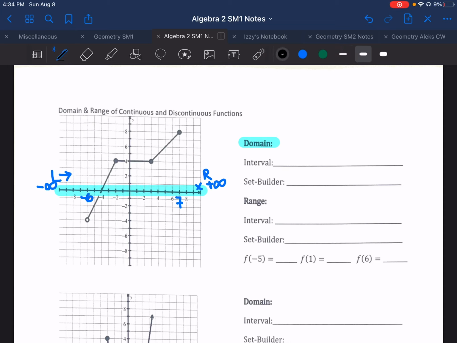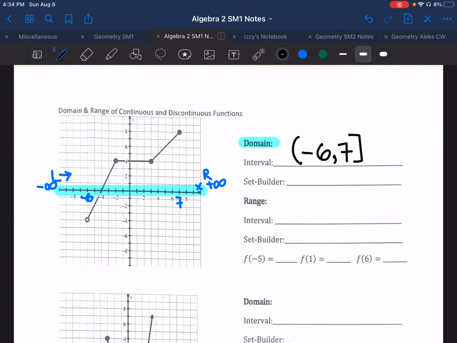So in interval notation, I would have -6, comma, 7. My 6 is open, so parentheses. My 7 is closed, so bracket. I'm looking right here and right here. That's how I got those answers. So this gave me that. This gave me this. Okay?